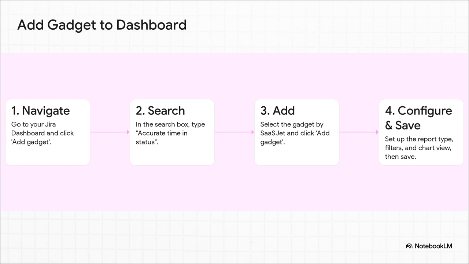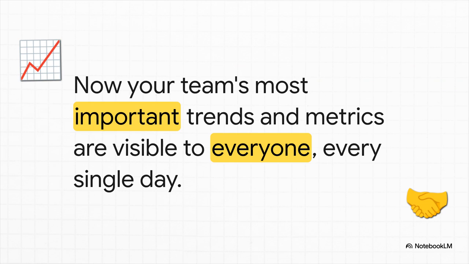And you can do this super easily with something called a gadget. Think of it as a little live window on your dashboard. You just go to your dashboard, click Add Gadget, search for the Time and Status app, and then you can set it up to show the exact chart you want everyone to see. It takes about a minute. And just like that, the puzzle is complete. Now your team's most important metrics aren't buried in a report. They're right there, front and center. When everyone sees the same data, everyone is on the same page. It completely changes the conversation.